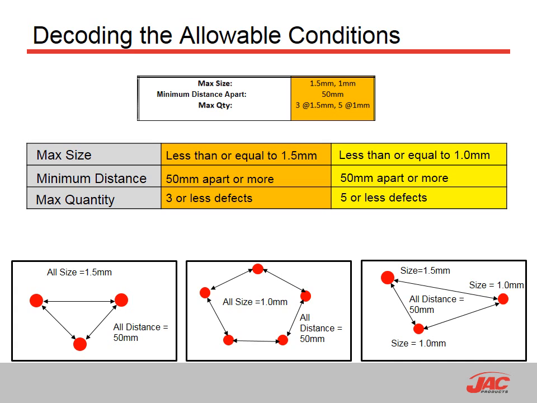But what about this part? One of the defects is 1.5 millimeters, and the other 2 are at 1 millimeter. Because there is one defect greater than 1 millimeter, but less than or equal to 1.5 millimeters, you will use the orange criteria and pass this part.